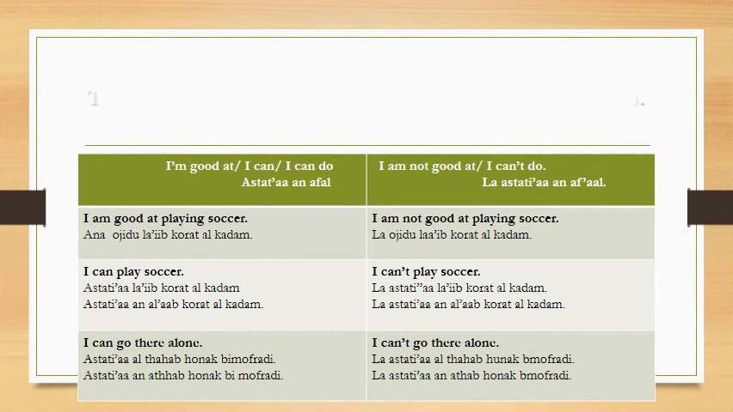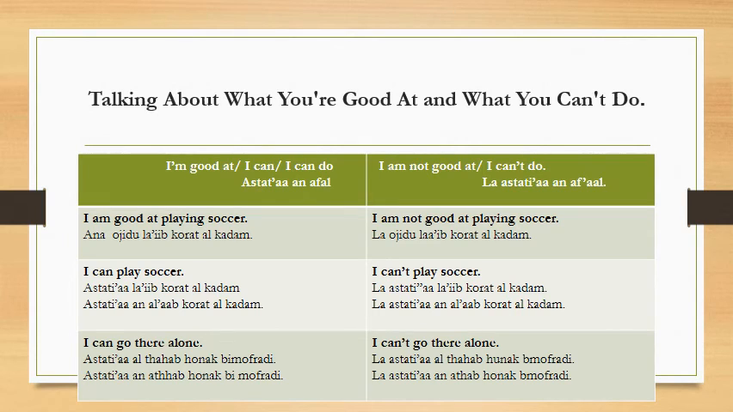Now this table is going to summarize what we've done. So here you're talking about what you're good at and what you can do, as if you're expressing your hobby. Now, you say I am good at playing soccer, or you can say I can play soccer, because we said we have two ways to express our hobby, or two ways to say what you are good at. We say either I am good or I can. You can say I'm good at playing soccer. I am good is أنا أجيد. Playing here we are using it as a noun.